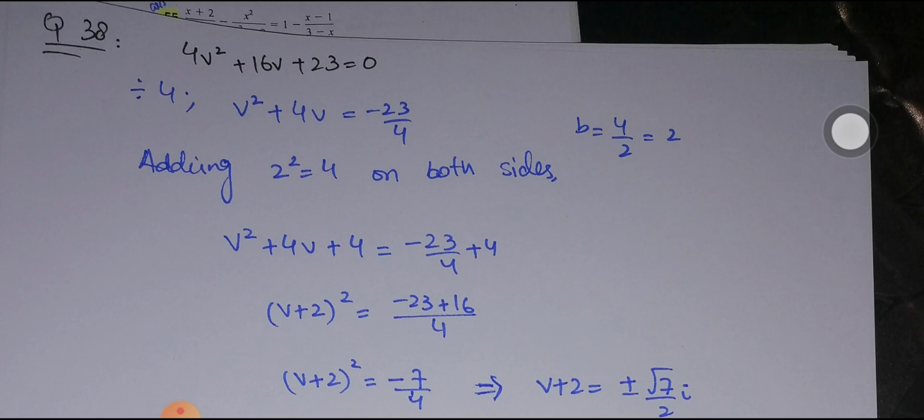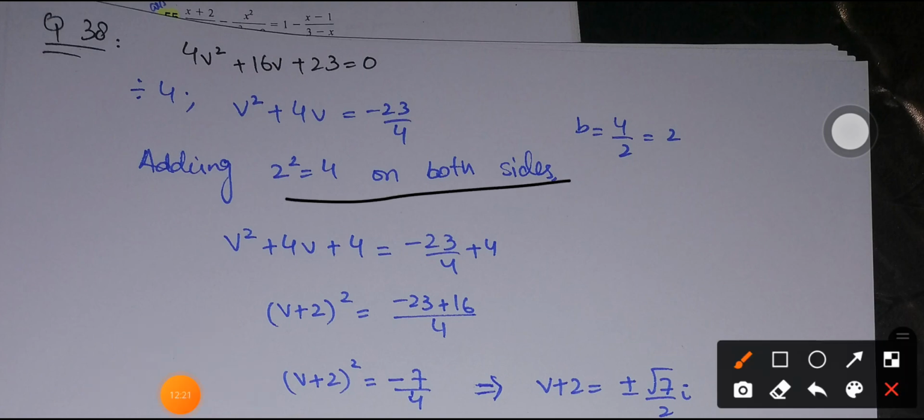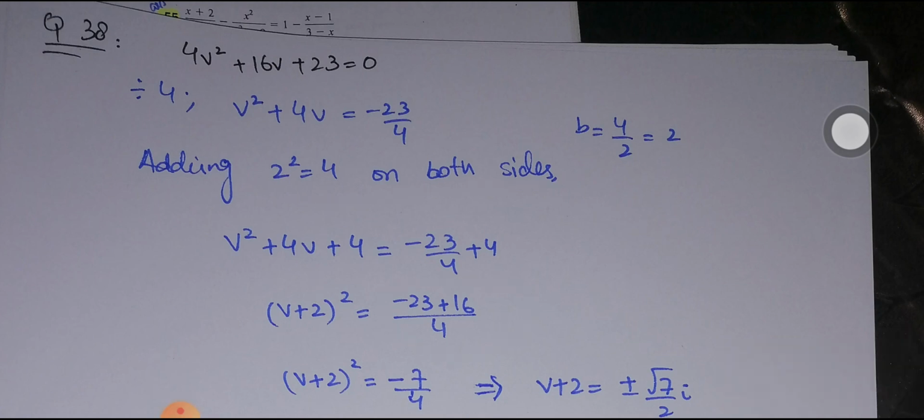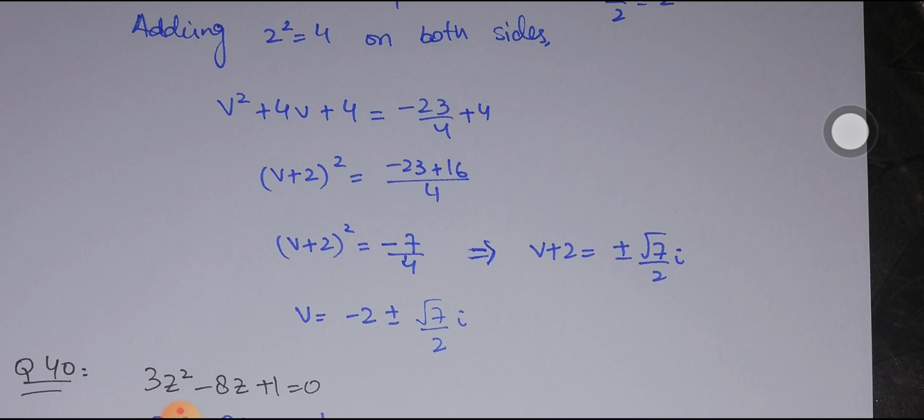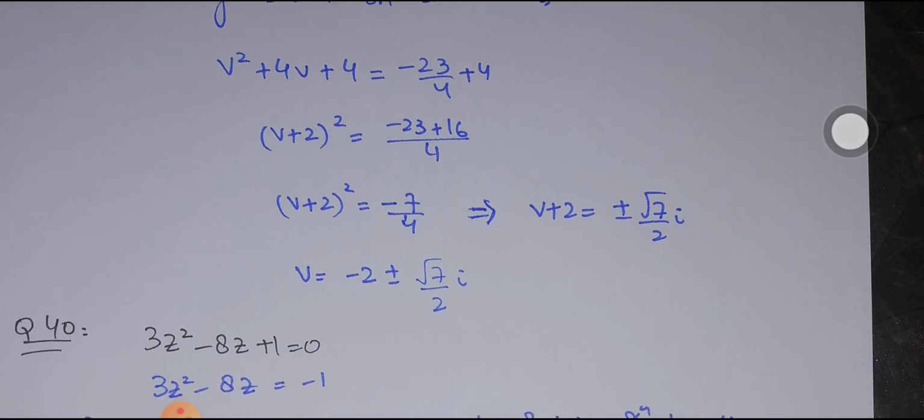Now for the value of b, we have to divide the coefficient of the linear term by 2 and we get the value of b as 2, and we will add 2 square on both sides of the equation. So here we have v plus 2 whole square, and by taking LCM we will get minus 7 by 4. Then we will take the square root on both sides. We will get minus 2 plus minus square root of 7 over 2.